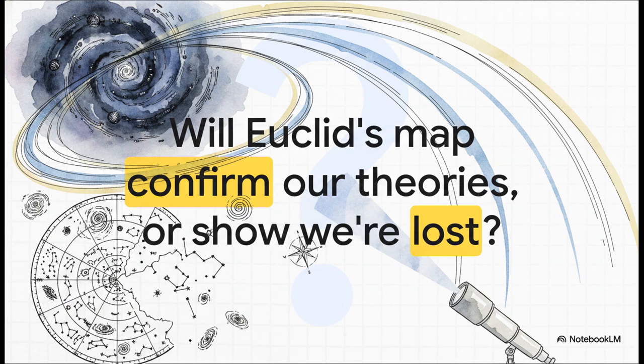So, with bent light as its guide, Euclid is out there, right now, drawing the definitive map of our invisible universe. The question for all of us is, will that map confirm the story we've been telling ourselves for decades? Or is it about to reveal that we've been completely lost all along? We are truly on the verge of finding out.